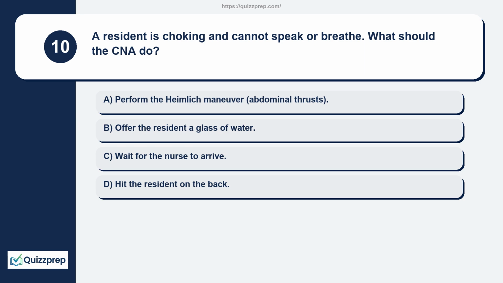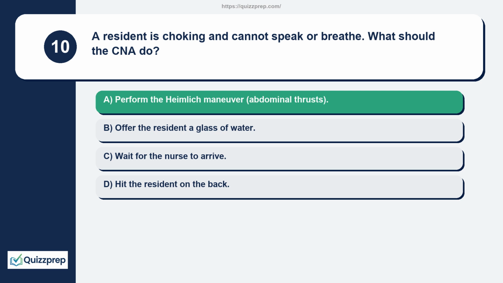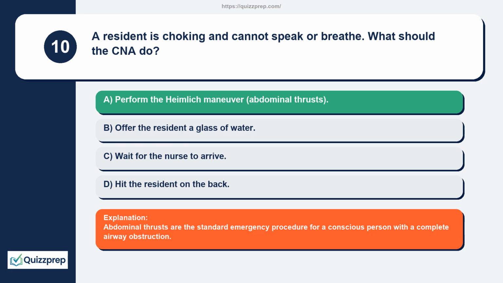Question 10. A resident is choking and cannot speak or breathe. What should the CNA do? Perform the Heimlich maneuver, abdominal thrusts. Offer the resident a glass of water. Wait for the nurse to arrive. Hit the resident on the back. Abdominal thrusts are the standard emergency procedure for a conscious person with a complete airway obstruction.